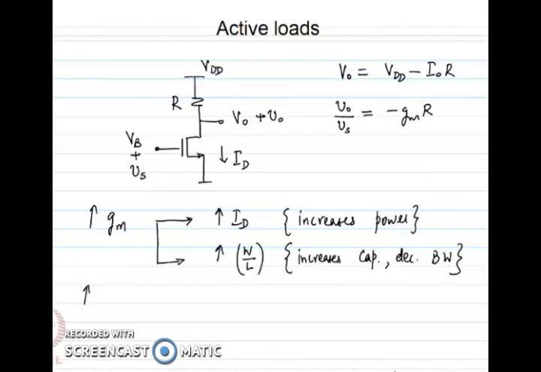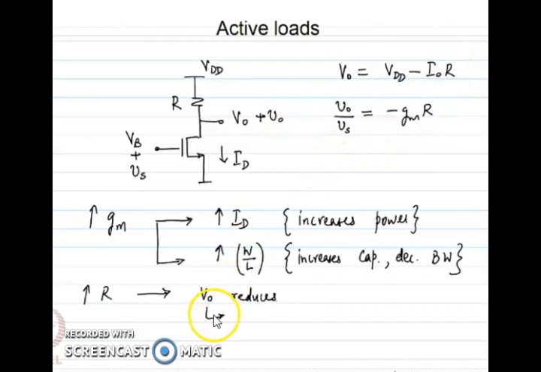Now the other way to increase the gain is to increase the resistance. So I can increase this resistance to increase the gain. And if I increase the resistance, look here, it will directly affect the output voltage, that is the DC output voltage. So it will reduce the DC output voltage. Now I cannot directly increase R as per my wish.